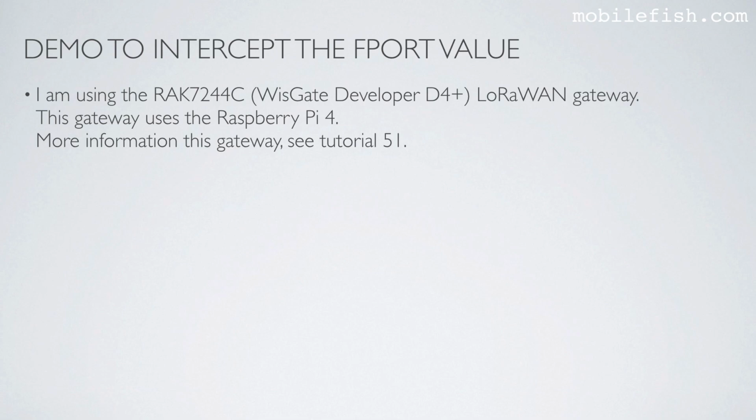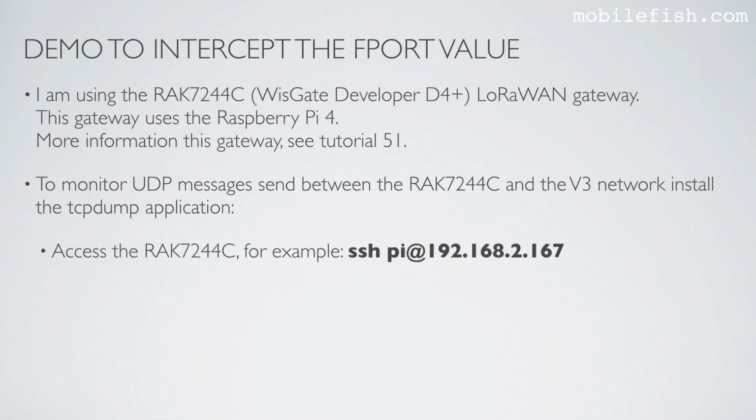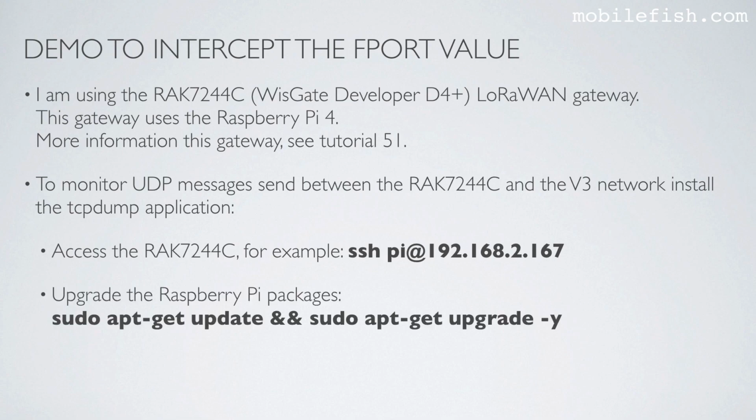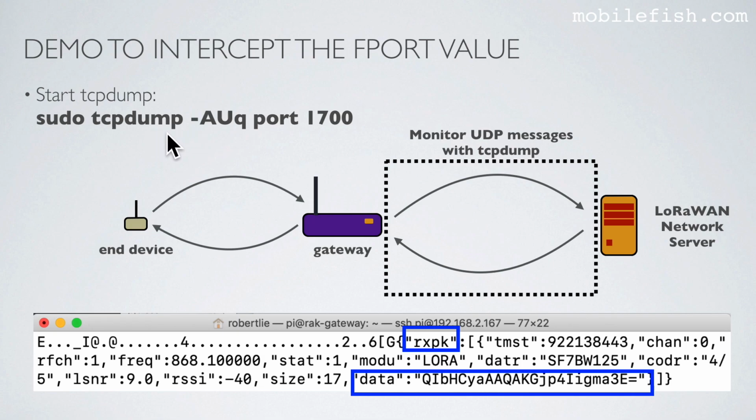is shown. With my REC72444C LoRaWAN gateway, and this gateway uses the Raspberry Pi 4, I'm able to intercept the FPort value. More information about this gateway, see tutorial 51. To monitor UDP messages sent between the REC72444C and the V3 network, install the TCP dump application. So first access the REC72444C, upgrade the Raspberry Pi packages by entering this command, and install TCP dump by entering this command. Start TCP dump by entering this command.